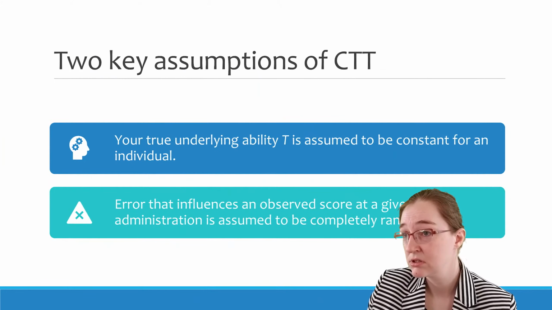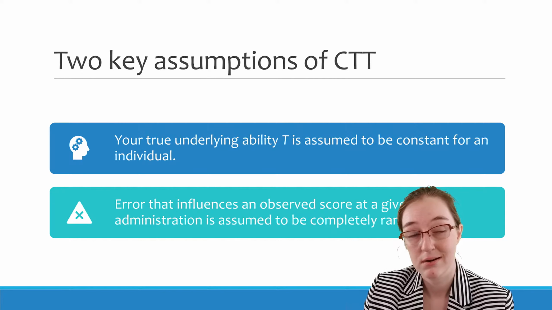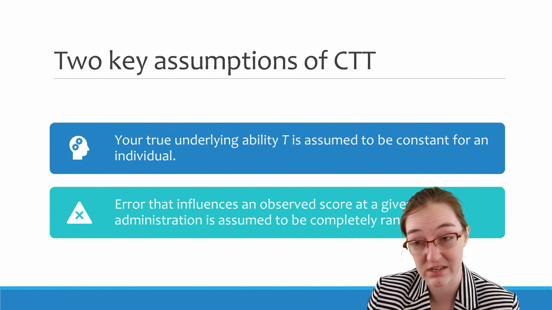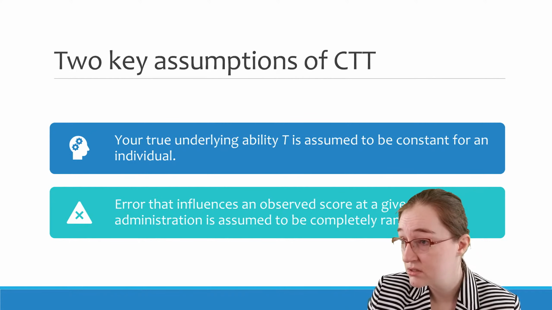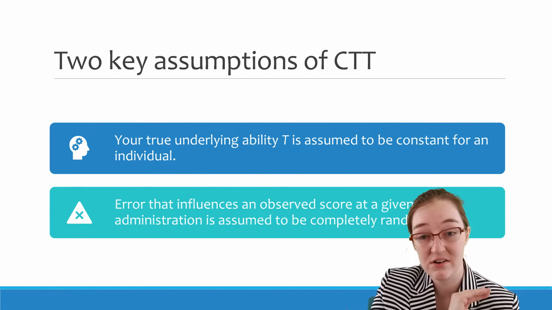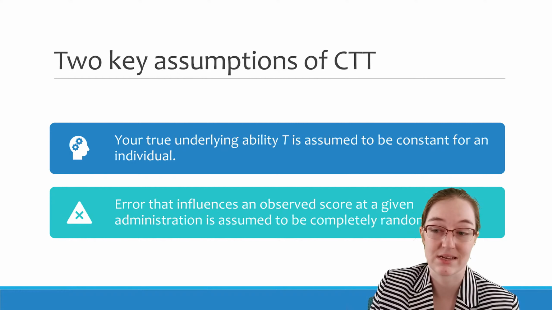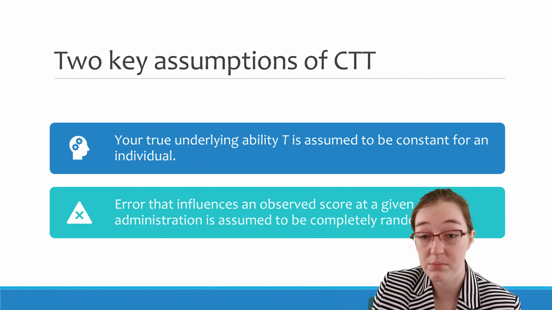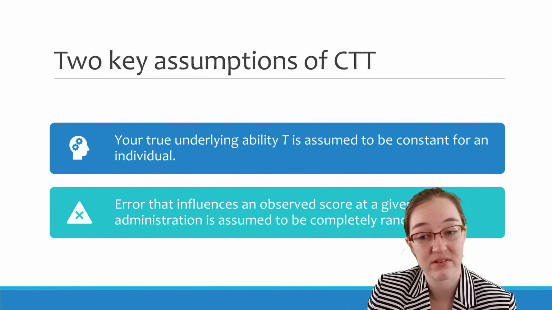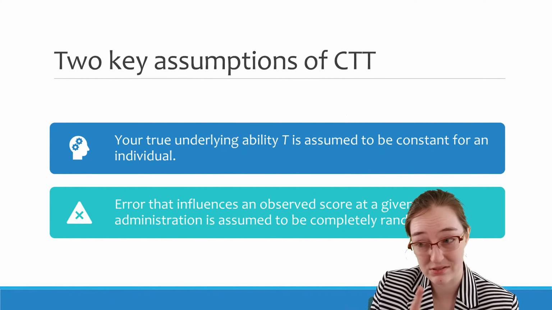Would it change? So there are two really important key assumptions to this question that classical test theory makes about the variability and covariability of T and E. First, your true underlying ability T is assumed to be constant for any individual. So if your true ability can be expressed, say, as 25 out of 30 points, each time you take a test, your true score will consistently be 25. It won't change according to classical test theory. So that's one.